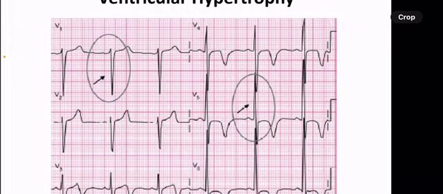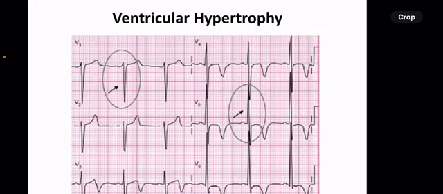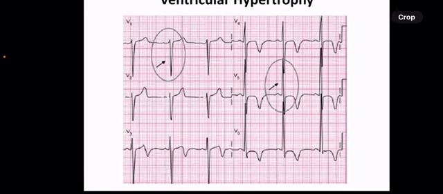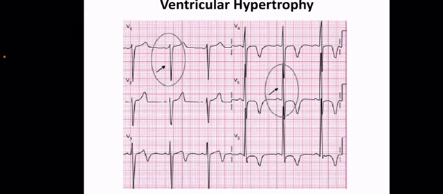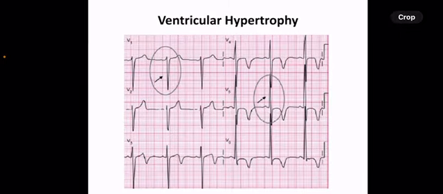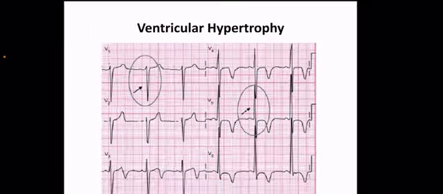This is roughly how you can calculate it, and you can see by eye there is an increase in the amplitude of the R wave. It means more cells depolarize, more electrical excitability. That's why there is higher amplitude, and this is due to what? Due to hypertrophy, ventricular hypertrophy.